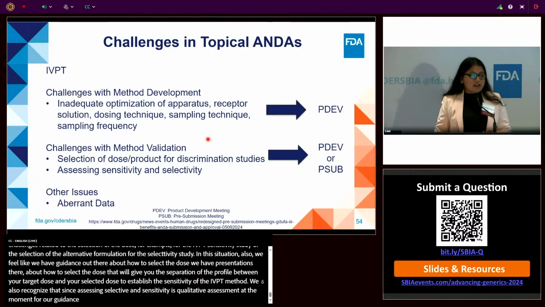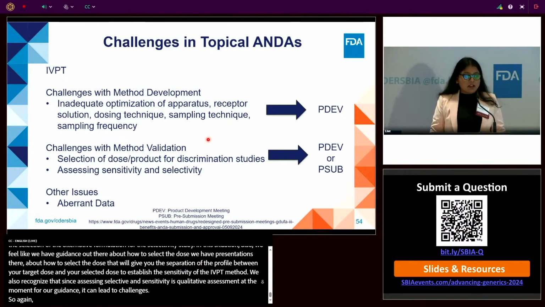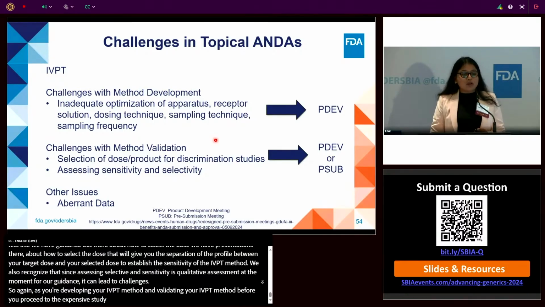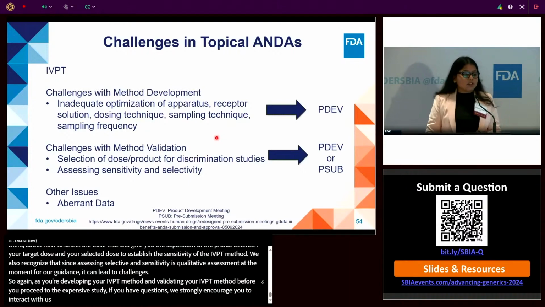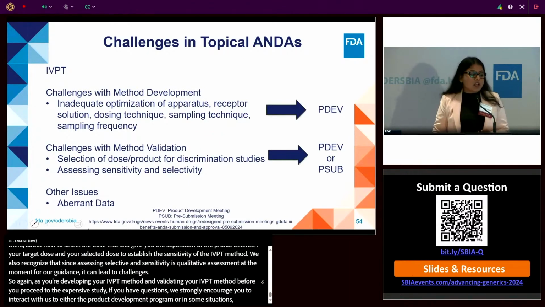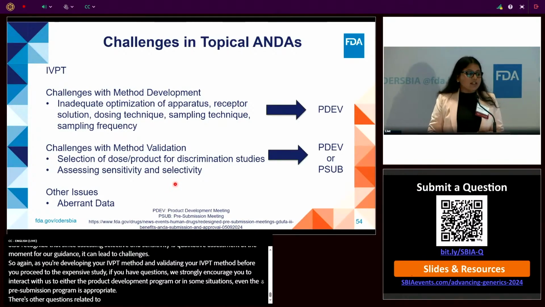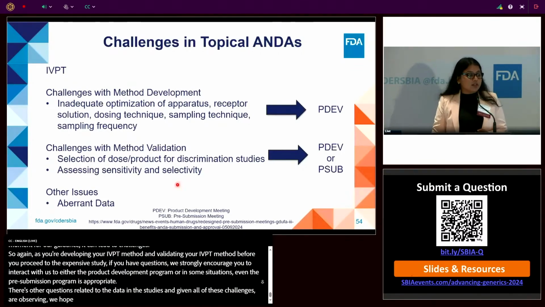So again, as you are developing your IVPT method, as you are validating your IVPT method before you proceed to that expensive pivotal IVPT study, if you have questions, we strongly encourage you to interact with us through either the product development program, or in some situations, even the pre-submission program may be appropriate. There are, of course, other issues related to aberrant data in IVPT studies, and given all of these challenges that we are observing, we hope to host a CRCG workshop in March of next year to discuss a lot of these challenges in a lot more detail.